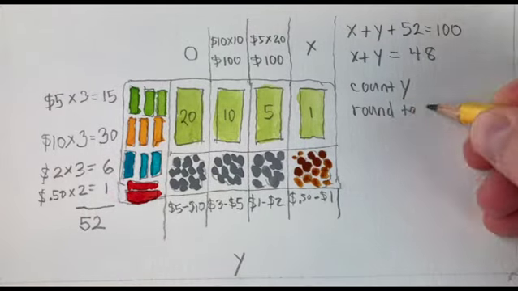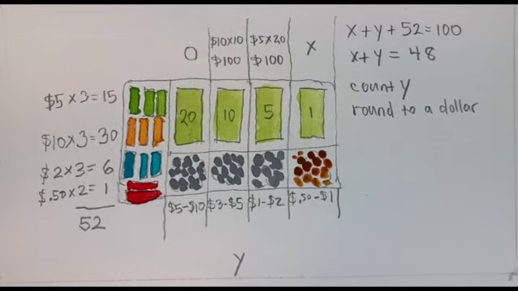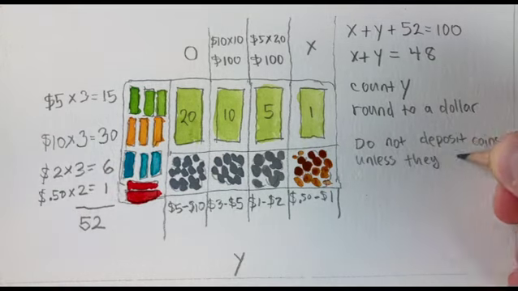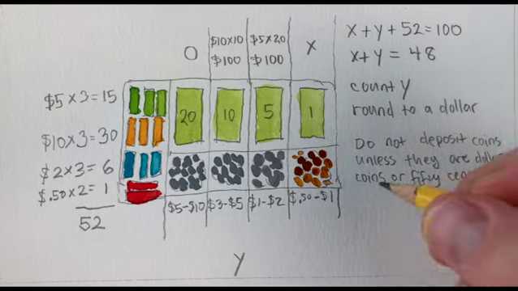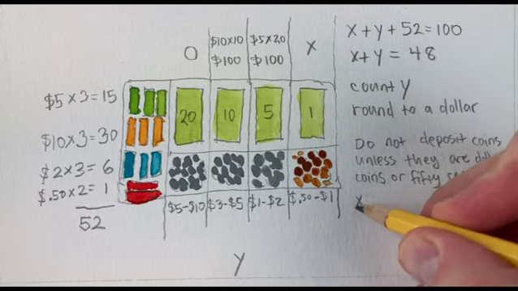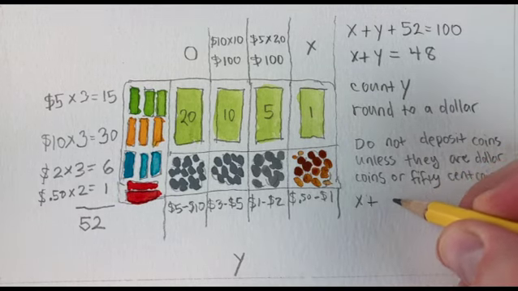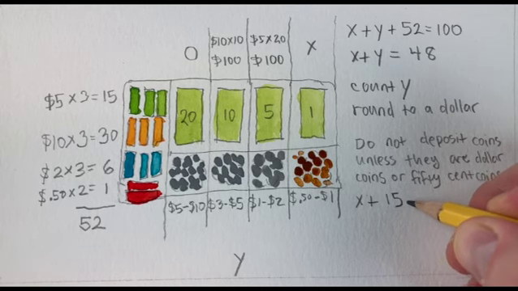So in order to do that, you need to make sure that Y is a full number. So you're going to round your pennies to the closest dollar. So we're not going to deposit any coins unless there are dollar coins or 50-cent coins. And that is why we're rounding our pennies instead of counting them.